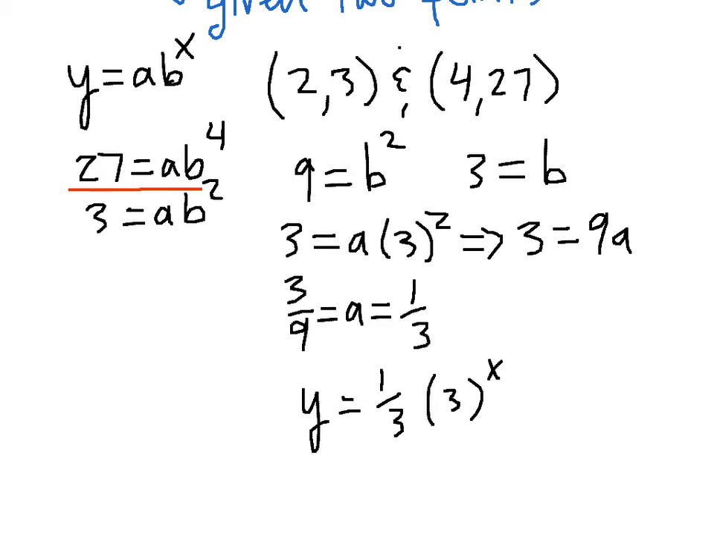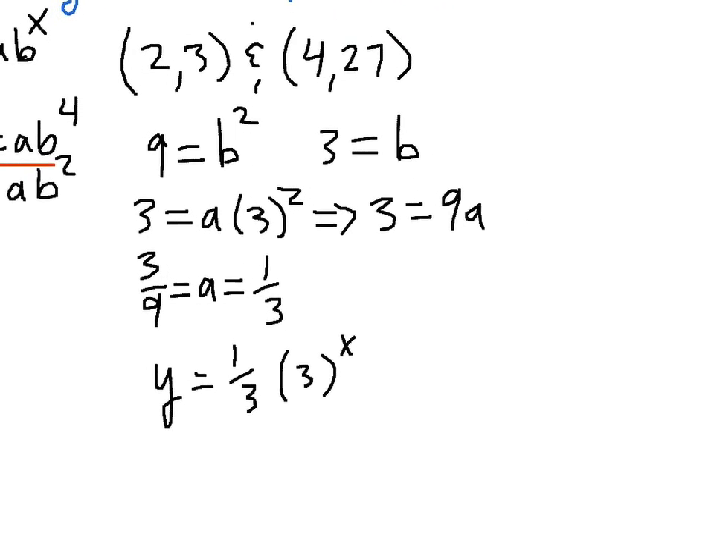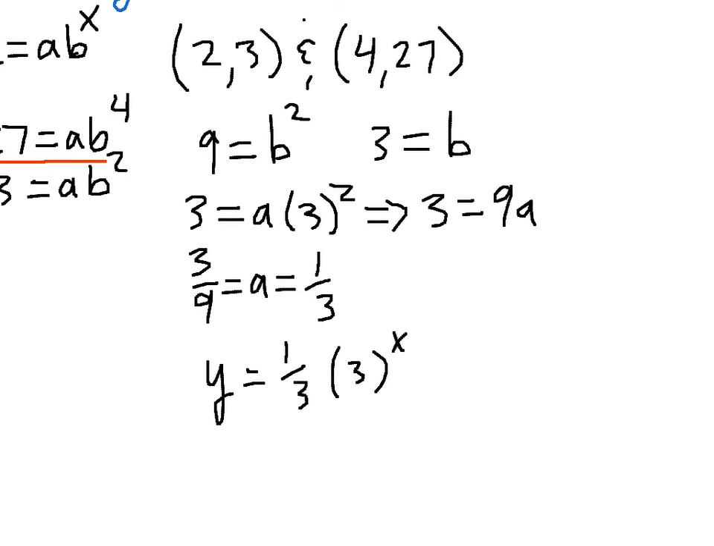Now it's always good to check to make sure we did this right. So what we want to do here is just check our points. So if I put 2 in for x, I should get 3 out for y. So let's try that up here. 1/3 times 3 squared gives me 1/3 of 9, which is 3. That one checks. Now we'll check the other point.